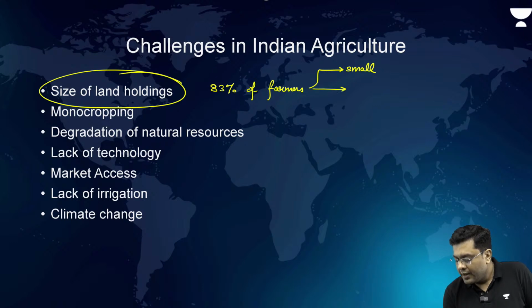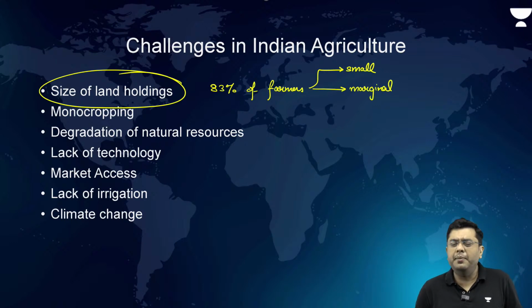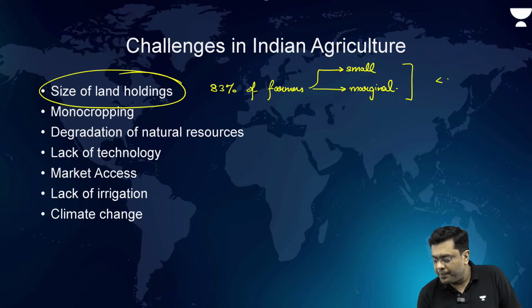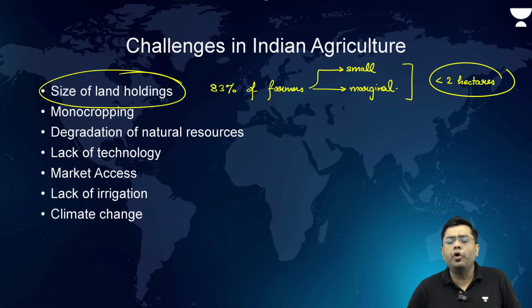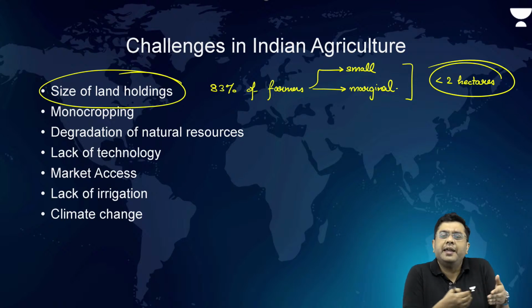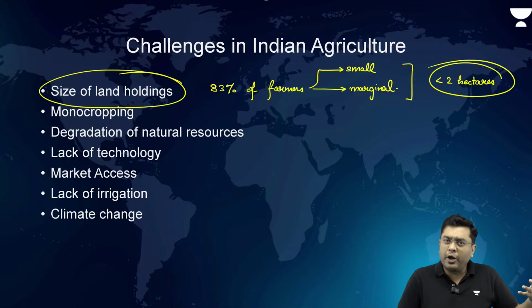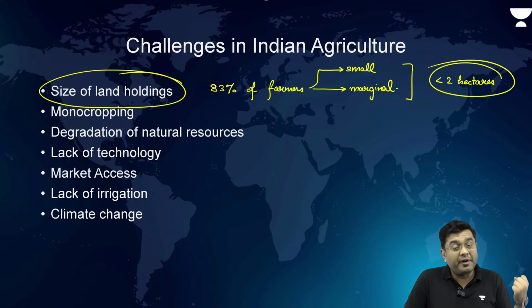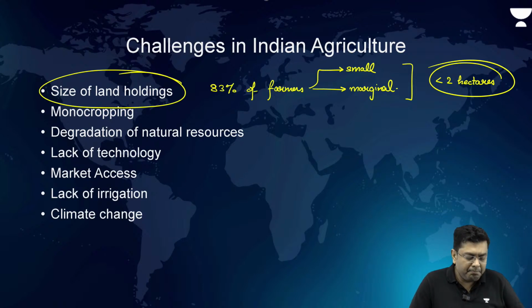Okay. Now these small and marginal farmers basically have farmland less than 2 hectares in size. So in those farmlands, obviously, they cannot deploy modern machinery. The size is too less. They cannot invest too much in those small farmlands because the income level will be less. They cannot go for more developed varieties of seeds. So overall, the production is very low. Productivity is very, very minuscule.